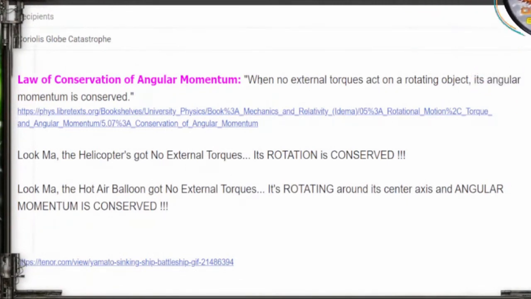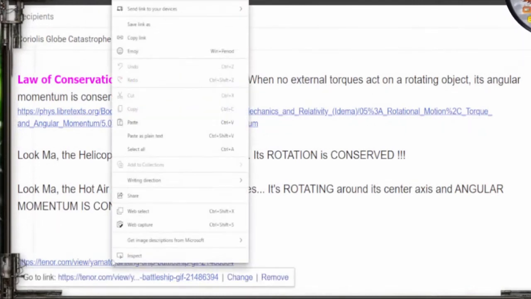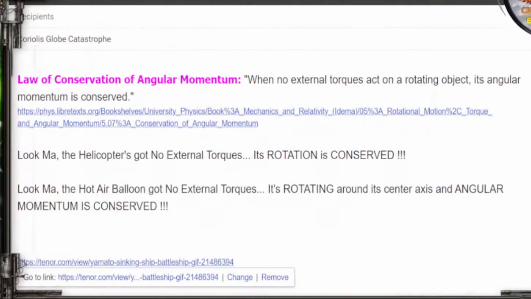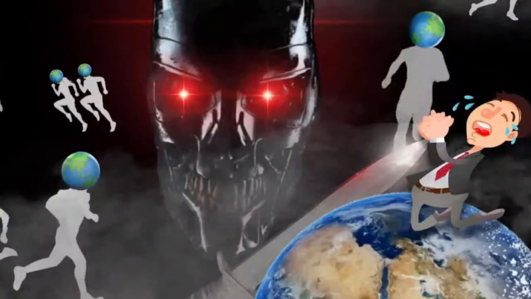Law of conservation of angular momentum: when no external torques act on a rotating object, its angular momentum is conserved. Look, Ma! The helicopter's got no external torques. Its rotation is conserved. Look, Ma! The hot air balloon has no external torques. It's rotating around its center axis, and angular momentum is conserved. What in the great googly moogly is going on here? Huh?